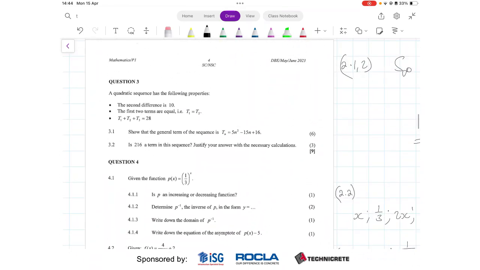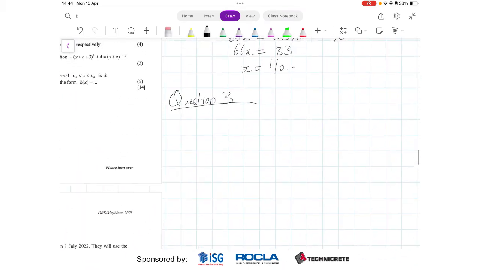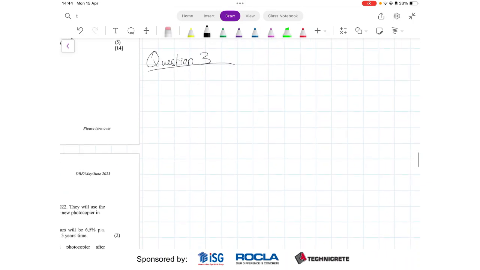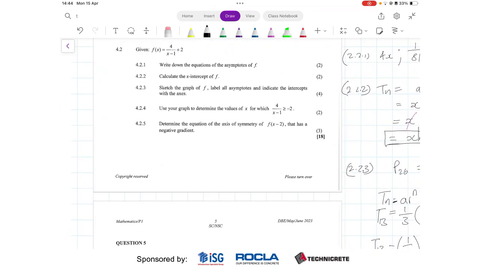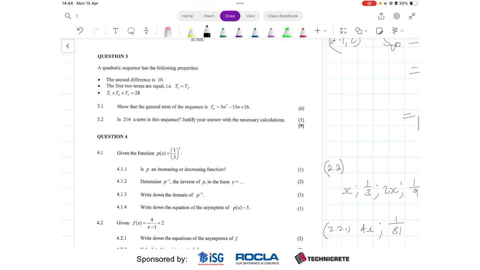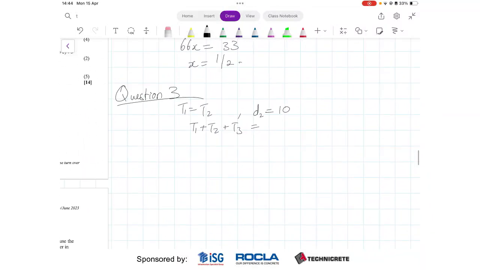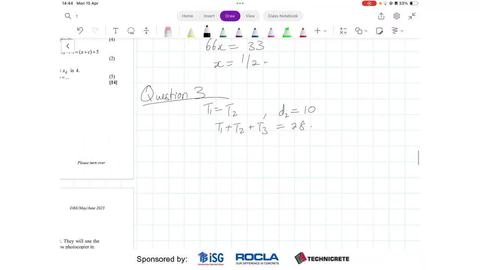So from this information, let's just write down what we know. We know that t1 equals t2. We know that the second difference d2 is equal to 10. And we also know that t1 plus t2 plus t3 is equal to, what was that equal to again? That was equal to 28. Yes, it's equal to 28.